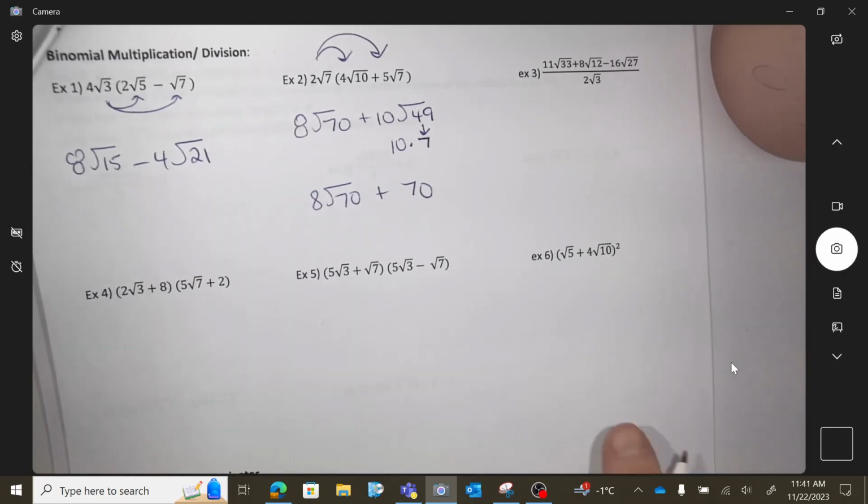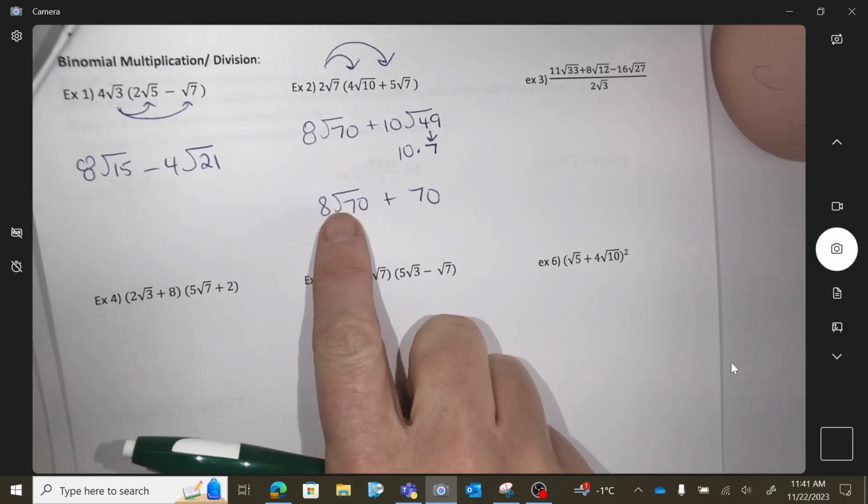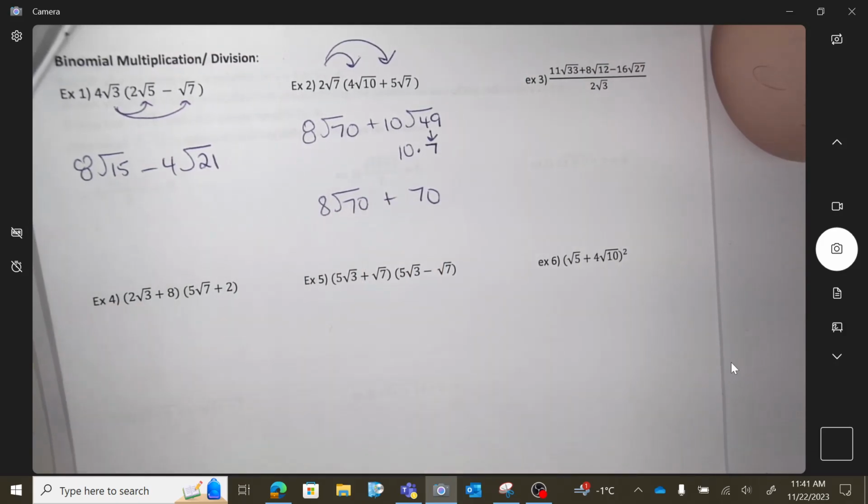Okay, these are not similar terms. Do you see that? This is a root 70 and this is a whole number 70. They cannot go together. They don't mix.